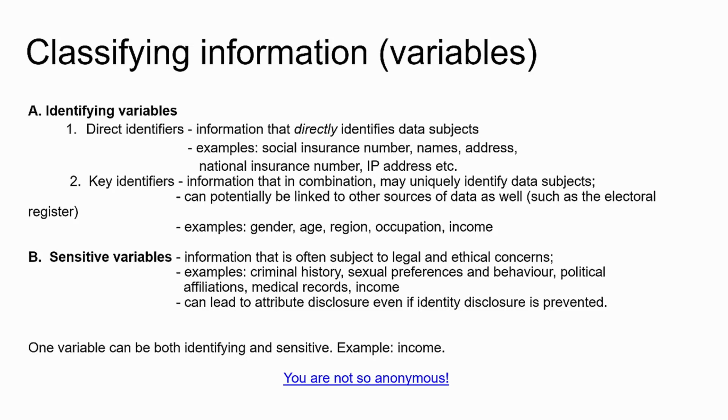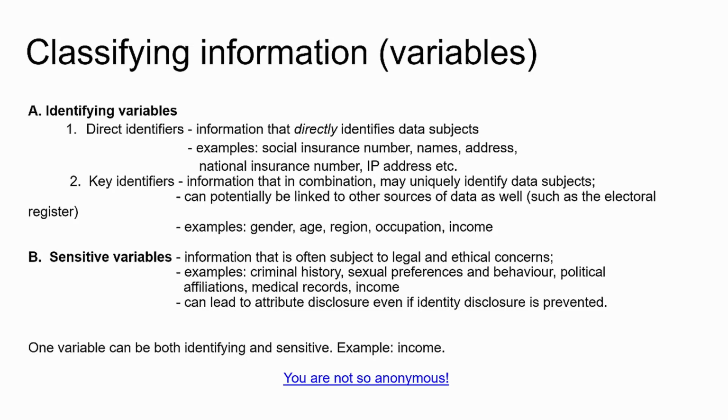Then we have key identifiers. This is information that in combination, all pieced together, may uniquely identify data subjects and can potentially be linked to other sources of data as well, such as the electoral register, for example. Examples here are gender, age, region, occupation, income. If we think back to the word cloud in Mentimeter, those are very good examples that you have come up with. And then we have sensitive variables.